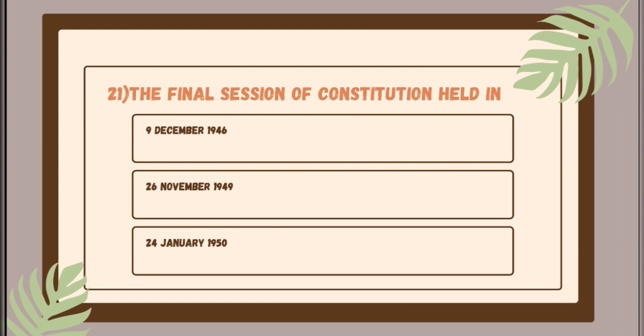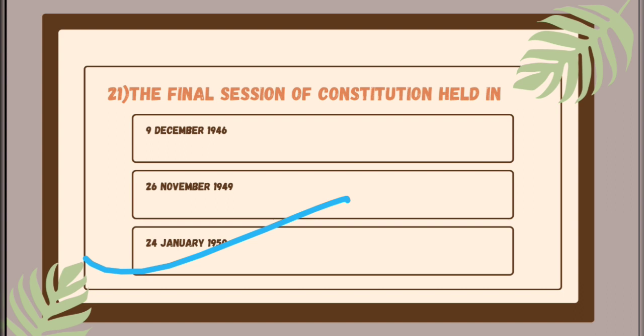The final session of the Constituent Assembly was held in which year? The options for question number 21 are: 9 December 1946, option B 26 November 1949, and option C 24 January 1950. Among the following dates, the final session of the Constituent Assembly was held on which date? And the correct answer for question number 21 is 24 January 1950.